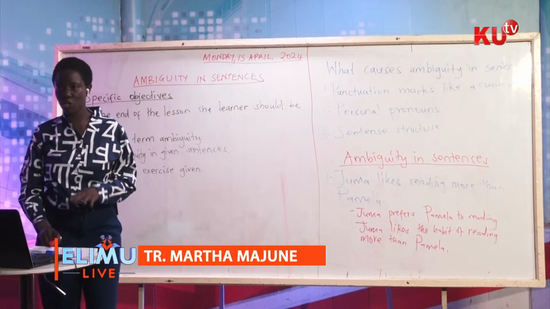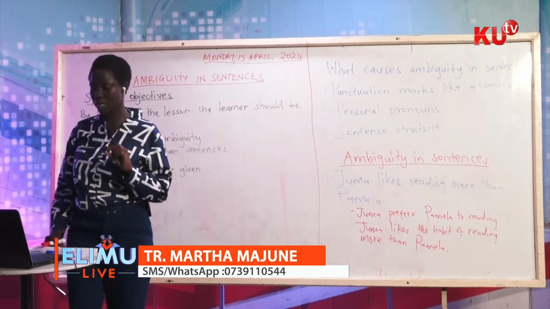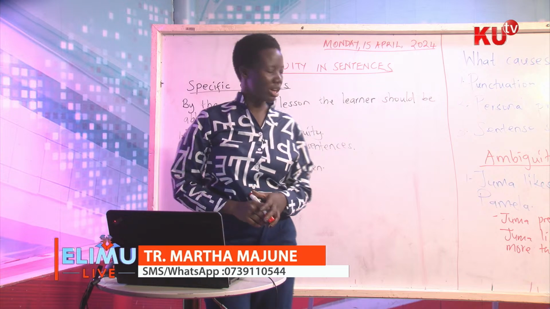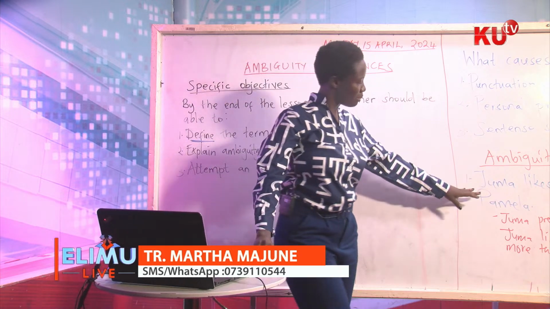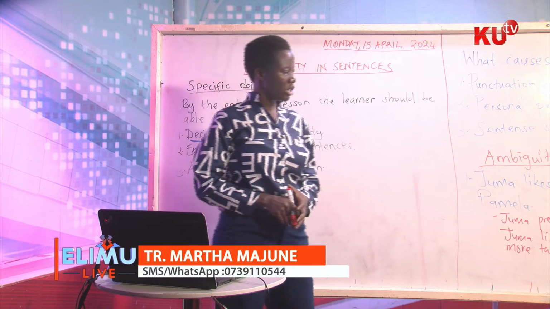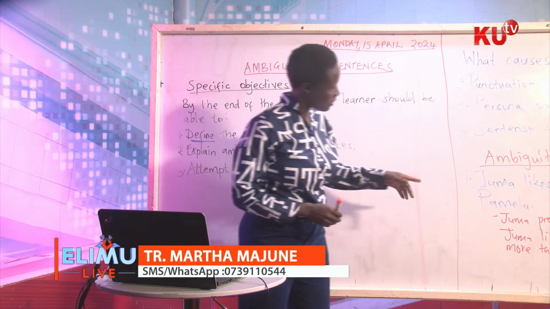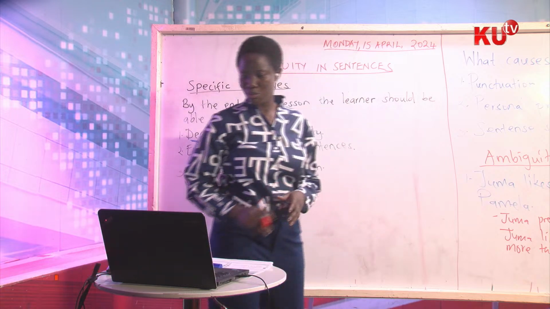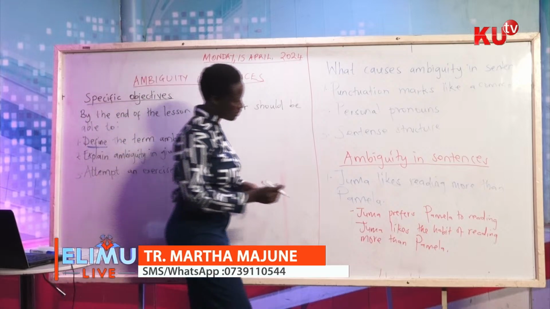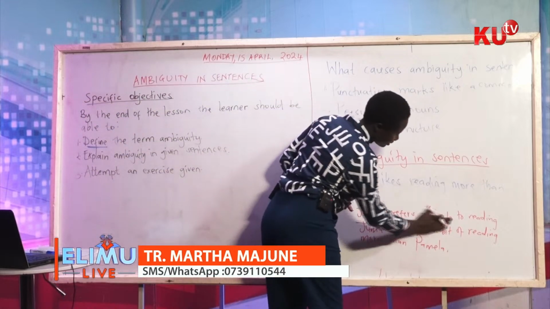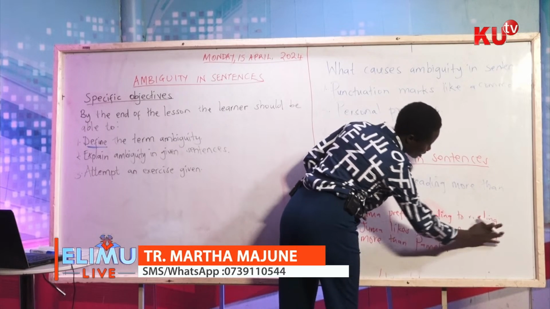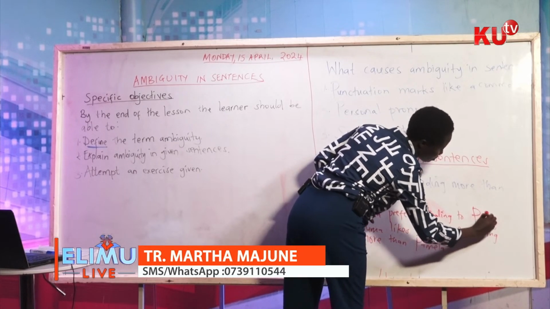So let's get back to our ambiguous sentence, which is Juma likes reading more than Pamela. Let's look at the first answer. I think it's Juma prefers reading to Pamela. Yeah, Juma prefers reading to Pamela.